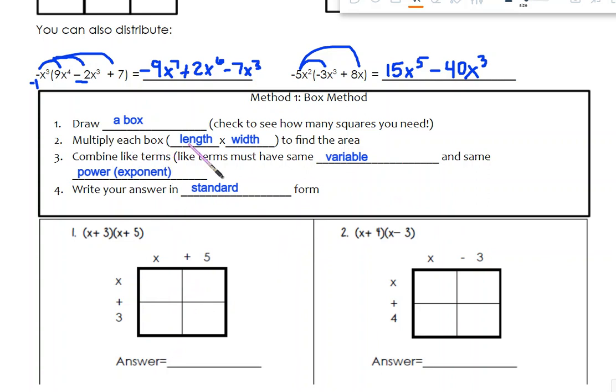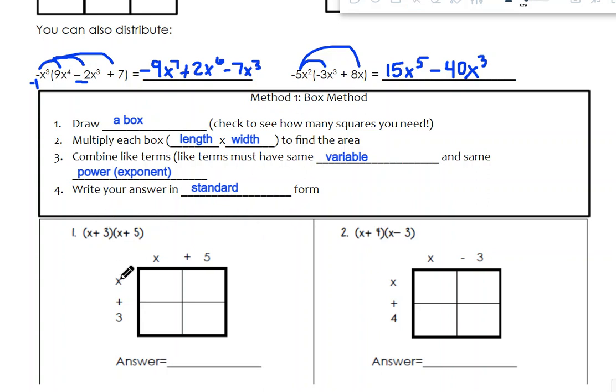Then I'm going to multiply each box, the length times the width, to find the area. And then I'm going to combine my like terms. And remember, like terms have to have the same variable raised to the same exponent, or raised to the same power. Right? And then we always want to write our answer in standard form. Remember, standard form is the biggest exponent goes first. So all your variables go first, and your biggest exponent goes first, and it goes down in order after that. Okay, so let's try this one.